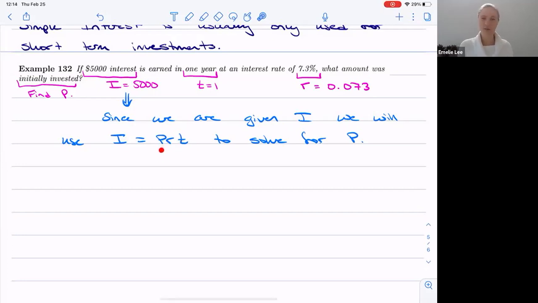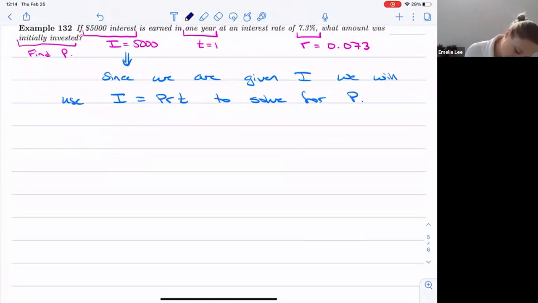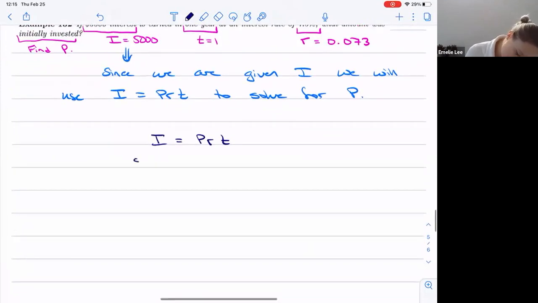Whether you do that with the variables or with numbers inside, it really doesn't matter. I'm going to plug in the values first and then solve for P. So I equals PRT. So 5,000. It's a lot of interest to make, so I'm expecting P to be quite a large amount. Now 7.3% is quite high, but I'm still expecting P to be quite a large amount. It's going to be good to develop those kinds of checkpoints: does that P make sense?